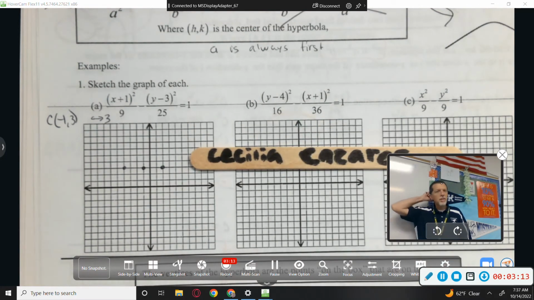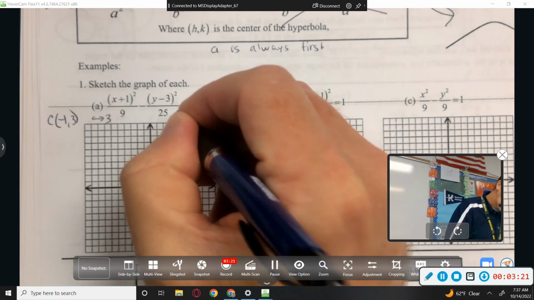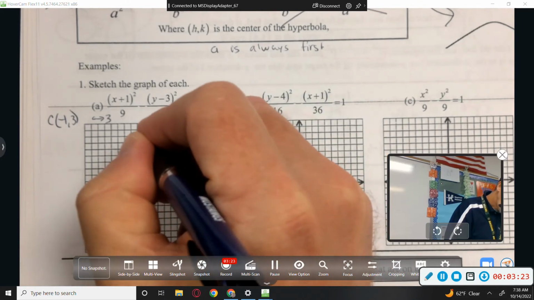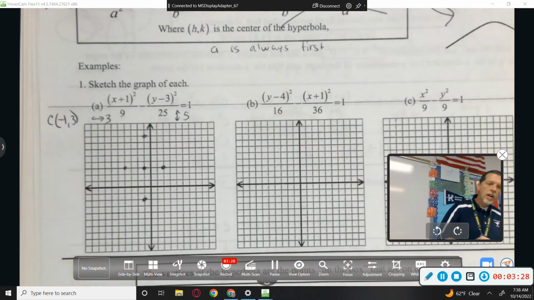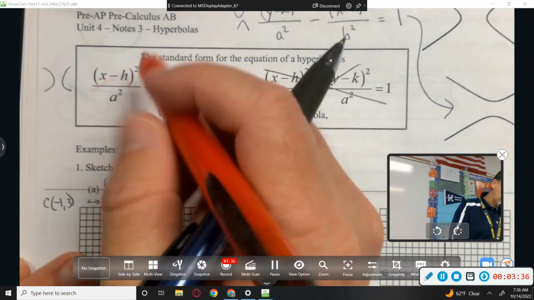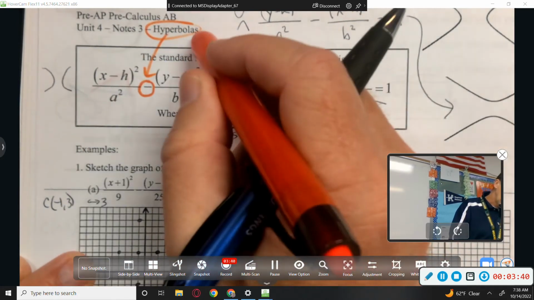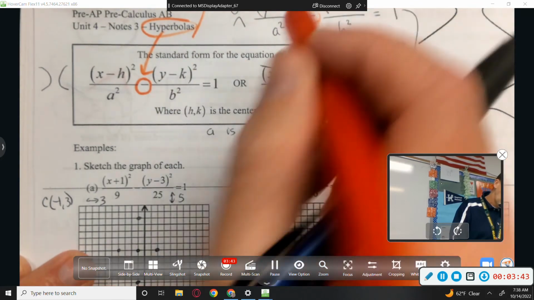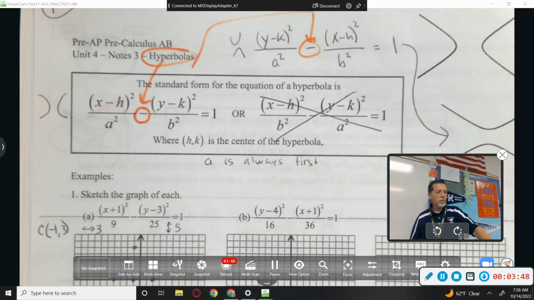Cecilia, what do you think we do with the 25? Good, up and down 5. Okay, so here's the big difference in the equations: the minus sign, right? Because the minus sign is what makes it a hyperbola rather than an ellipse. So whether that sign is minus or plus is pretty important.